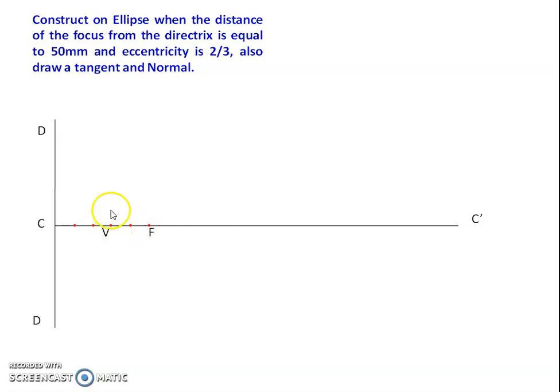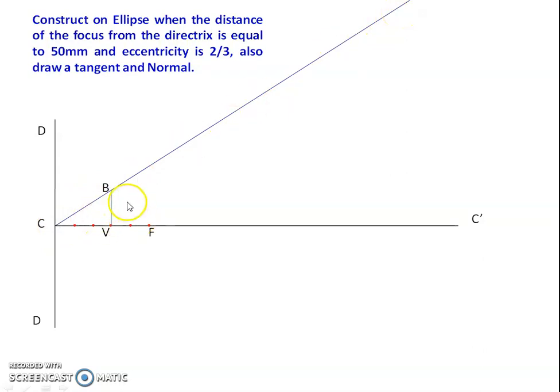Now draw a vertical line of the distance Vf from the vertex. That point is named B, so the VB distance is equal to Vf. Now join the line CB and extend it to a certain distance.